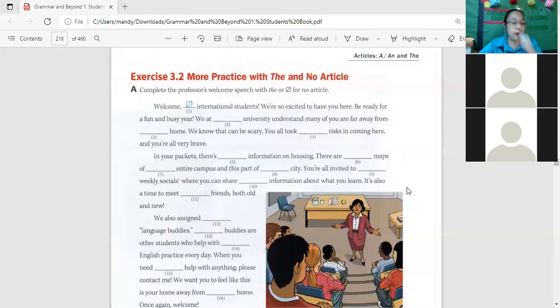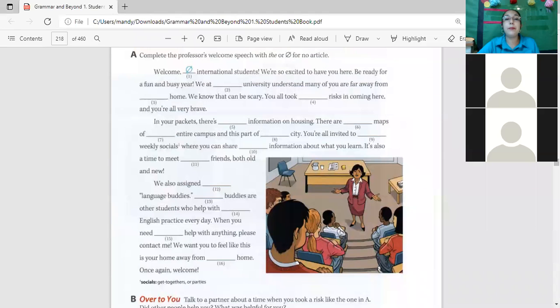In that case, it's more practice. We practice more with the article the or maybe no article. We choose whether we write the or no article. We complete the paragraph. In that case, this one is a speech to the professor. And also we write the symbol for no article or maybe the. Okay, let's see, a volunteer for reading this part, please. Okay, let me check this part. Good morning, Diego, thank you. So let's do it together.